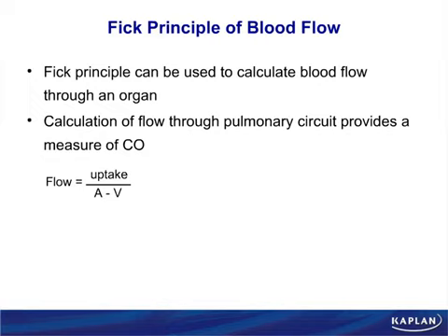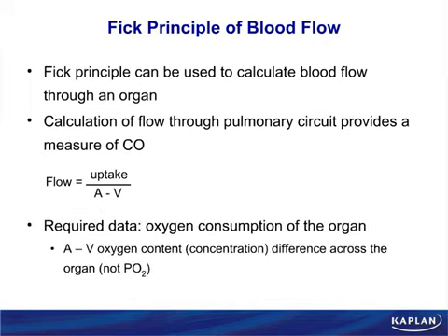Fick's principle can be used to calculate blood flow through an organ, and the equation is provided. The flow is equal to uptake divided by AV-O2 difference. This is uptake of oxygen divided by the AV-O2 difference, and this can be used to measure cardiac output. Required data are oxygen consumption, or oxygen uptake, and the AV-O2 difference.